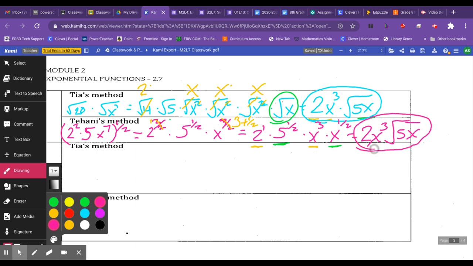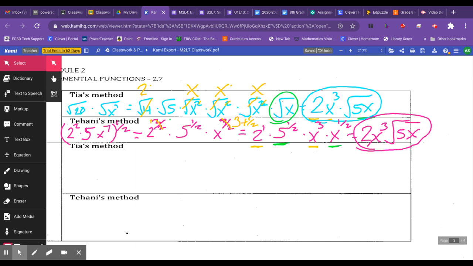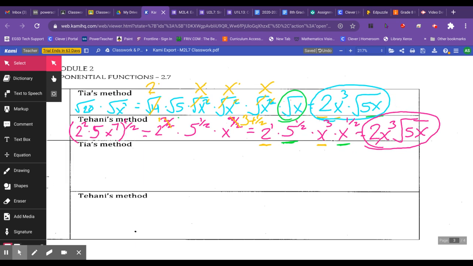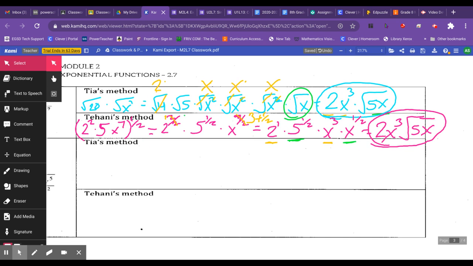And notice my answer matches with the one up here on the top: 2x to the third times the square root of 5x.